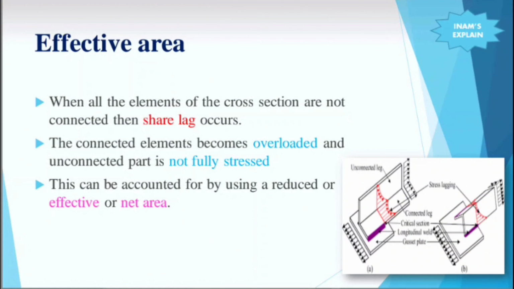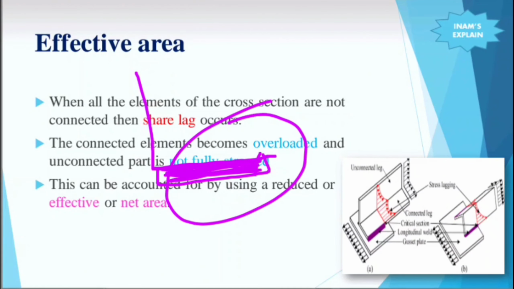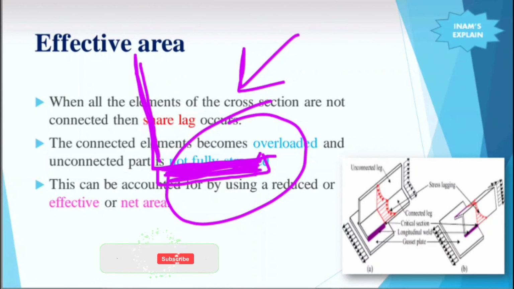For understanding shear lag, consider an angle section connected with only one side. This side is connected, so the other side is not connected. Due to this, the connected section is overloaded. It takes the load beyond its capacity, and the unconnected section is not overstressed. Due to this, the phenomenon of shear lag occurs. The uneven distribution occurs in this member. To account for this, we will use the effective area. This uneven distribution is called shear lag.